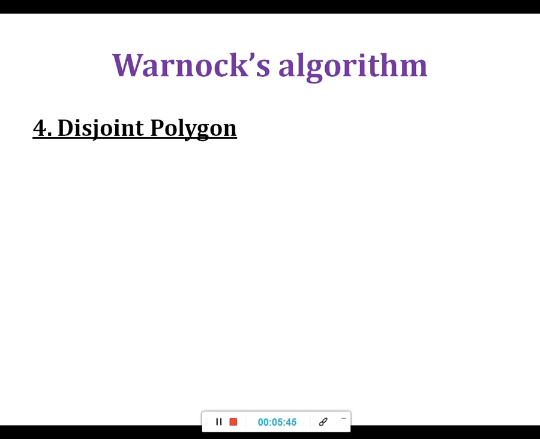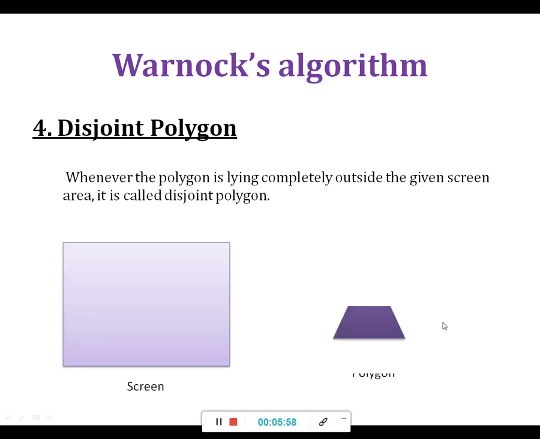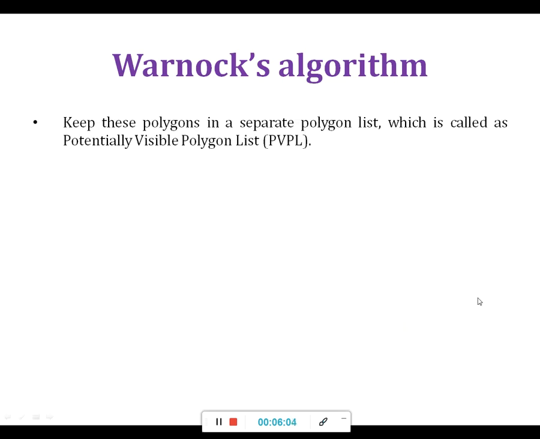Then the last one is called a disjoint polygon. What does disjoint polygon mean? The polygon and the area are totally different, at a different place. They are completely disconnected from each other. So here we can see that whenever the polygon lies completely outside of the given screen area, that is called a disjoint polygon. Okay, so these are the 4 different categories we have.